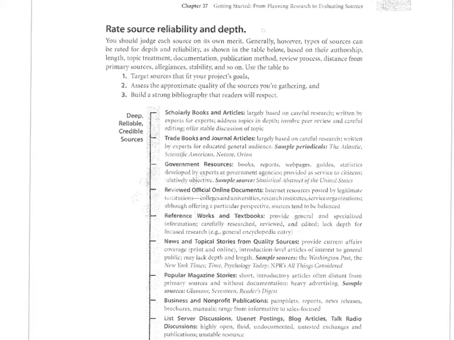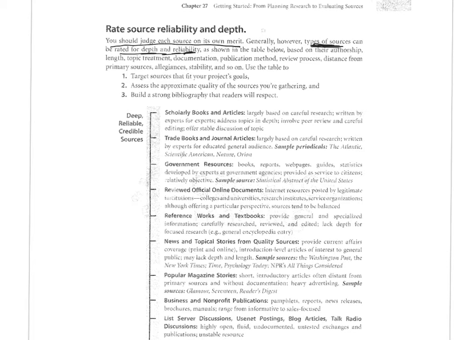So the handout does start off by pointing out that you should judge each source on its own merit, which is true. But there are, as it says, types of sources, and you can use your knowledge of those types to get a sense of the expected depth and reliability. And that's what this chart, I guess you could call it, does. It kind of gives you a shorthand for figuring out these pieces.